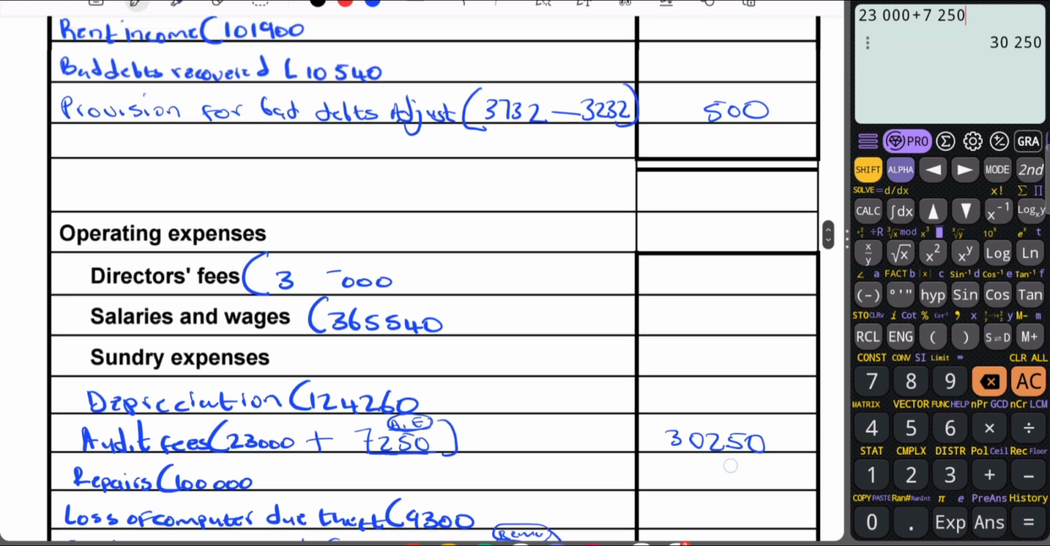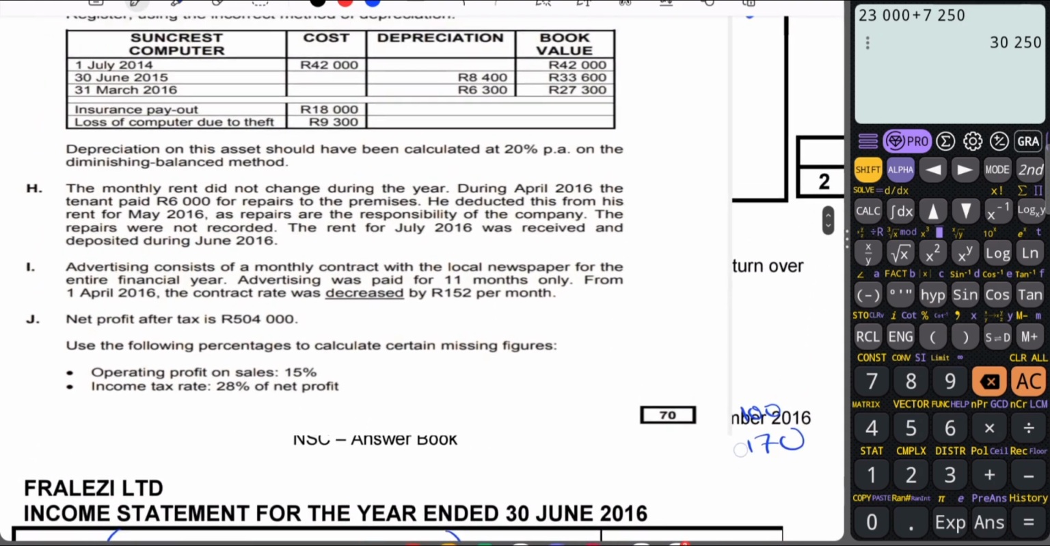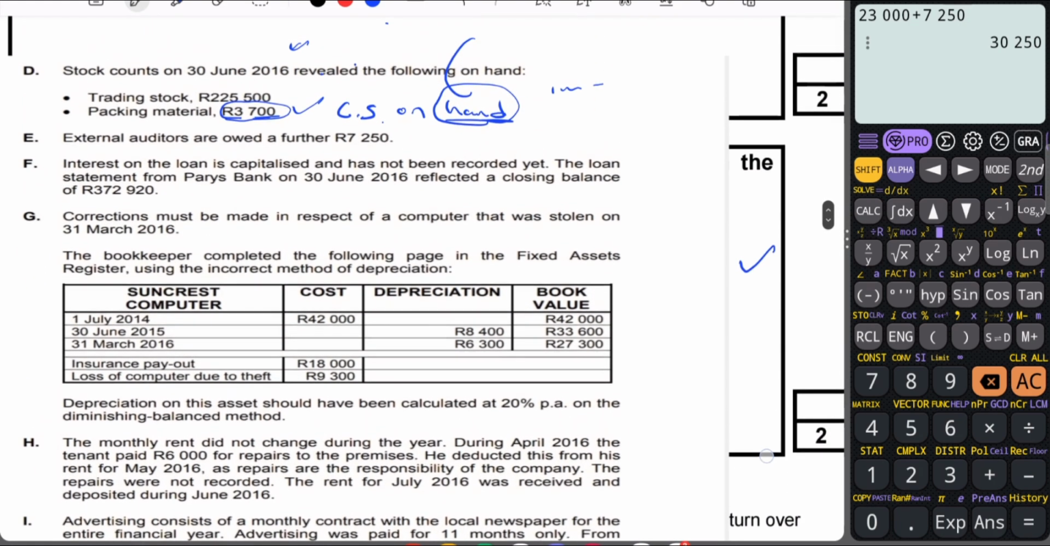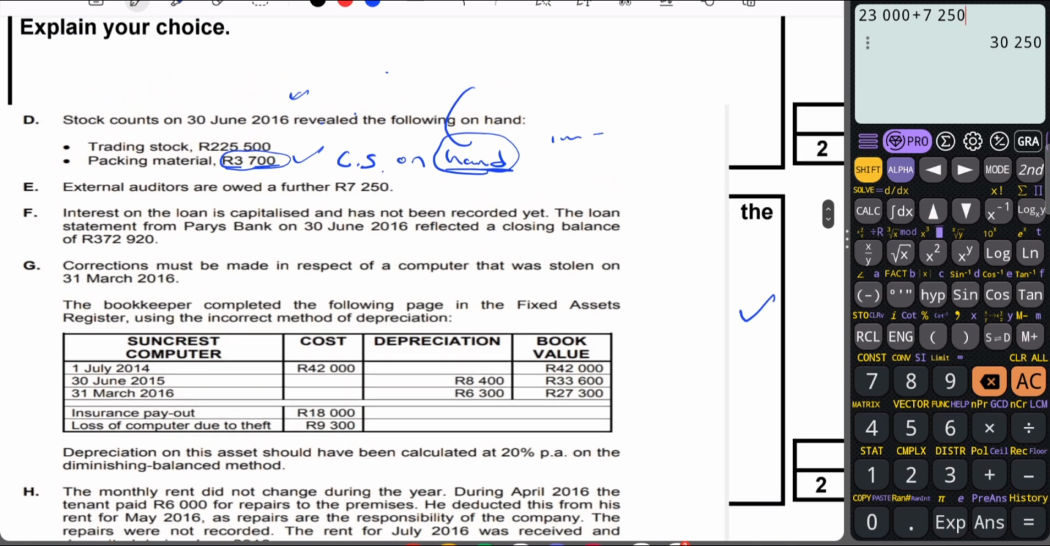Then now we can continue with our information. Information number F now. Interest on loan is capitalized. It means that it is added. Interest on loan is capitalized and has not been recorded. The loan statement from Pays Bank on 30 June 2016 reflected a closing balance of 372,920.